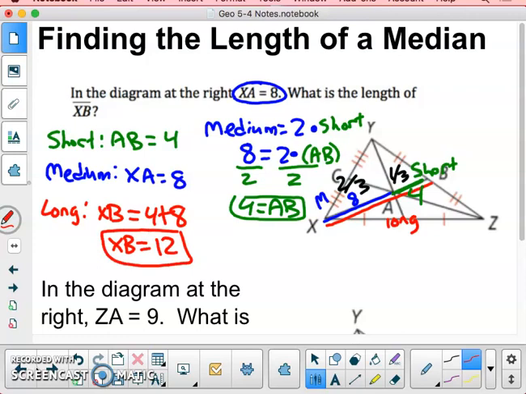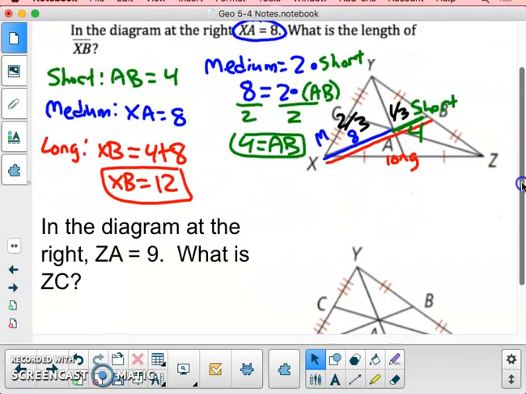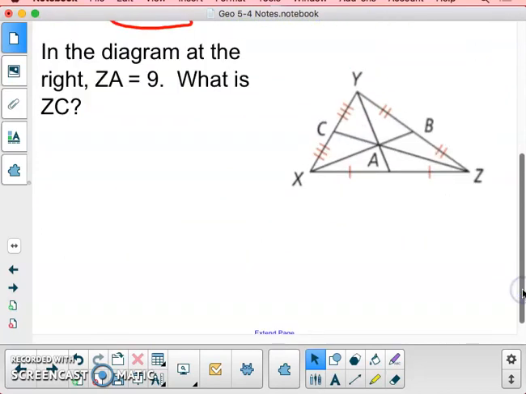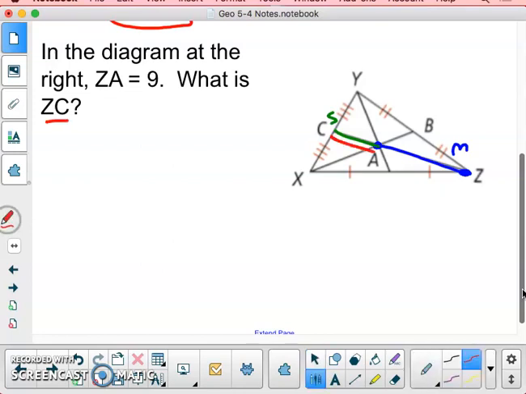Okay? We're going to look at the exact same picture and try it again with just a different measurement at the beginning. This one says in the diagram at the right, ZA equals 9. That's the piece between the centroid and the vertex. So this is the medium piece. All right? CA is the short piece. We want ZC, which again is the long piece. They want the whole thing.